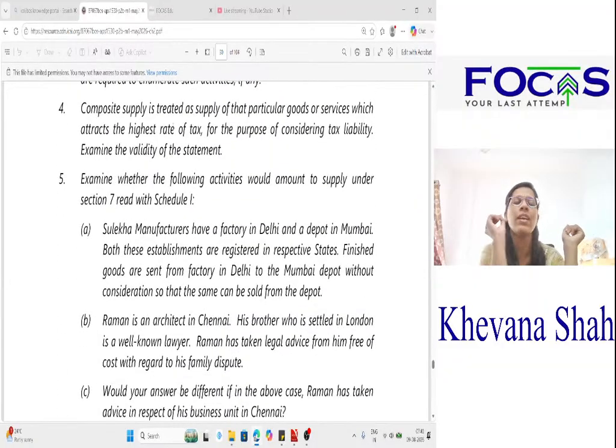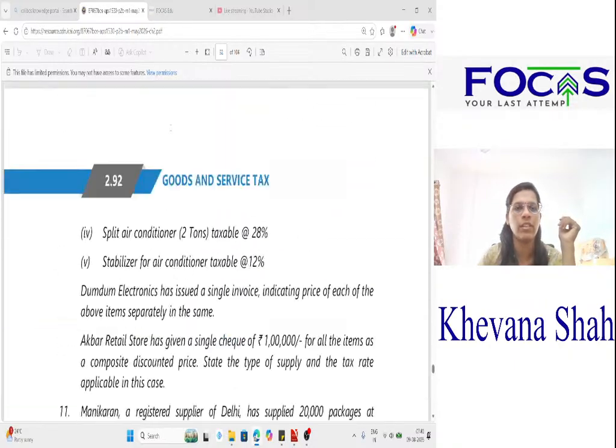Next we have: composite supply is treated as supply of that particular goods or services which attracts the highest rate of tax for the purpose of considering tax liability. Examine the validity of this statement. So see, if you remember, in case of composite supply, what we have done is we have considered the rate of the principal supply. The highest rate of tax comes in case of mixed supply. So now let's see the answer.